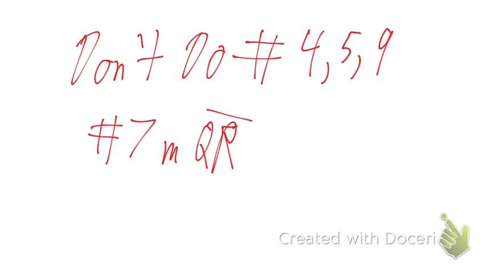So don't do numbers 4, 5, or 9. And on number 7, it should be the measurement of segment QR you're looking for, not the measurement of segment AC.